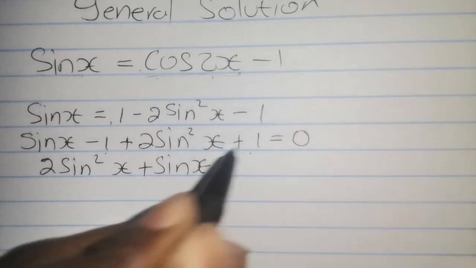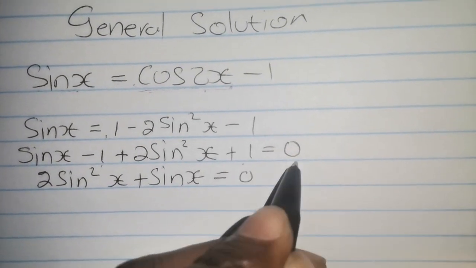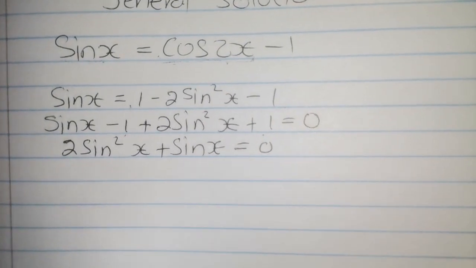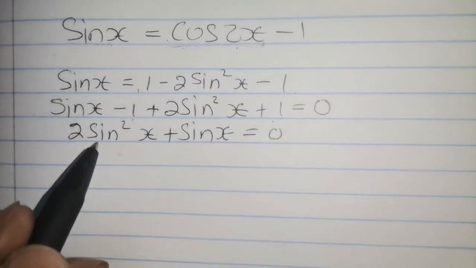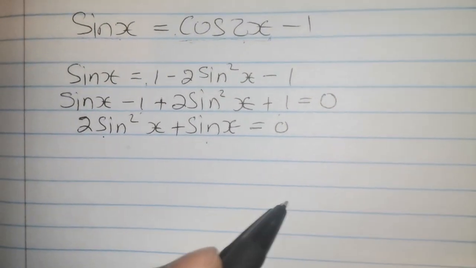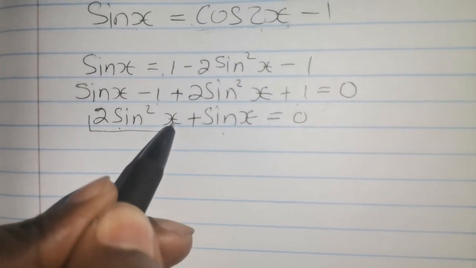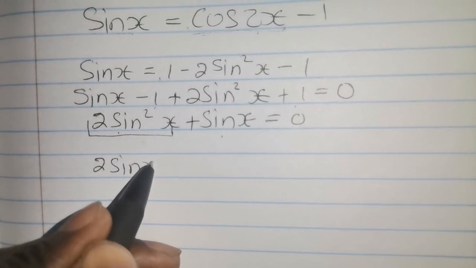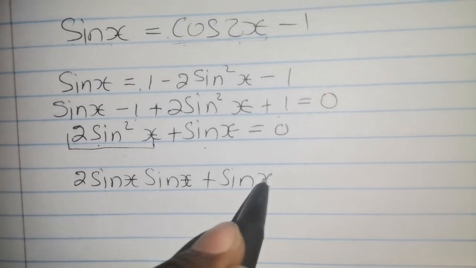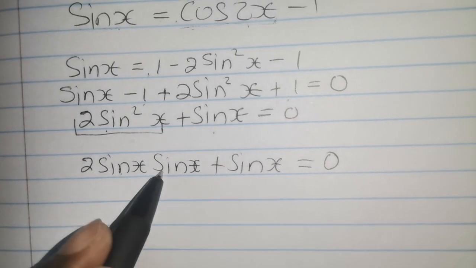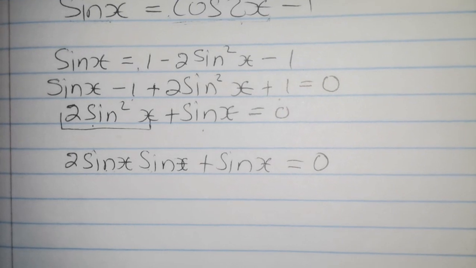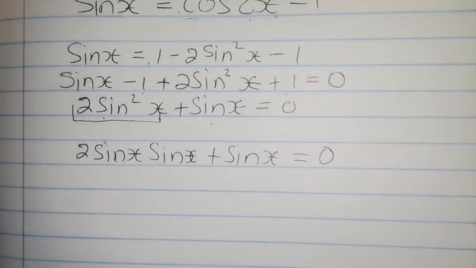That is equal to 0. Now, look out for common factors between these two terms. Between this first term and second term, which one is common? Remember, here we have 2 sine x, plus sine x equal to 0. I want to write sine x times sine x, which is the same thing as sine squared x. I just separated it so that we can find a common factor.